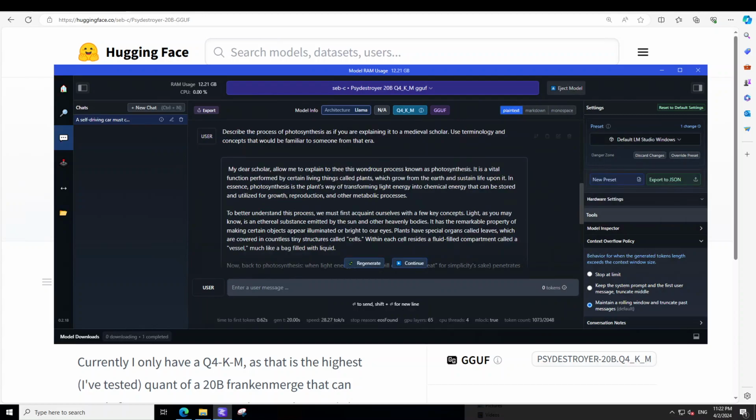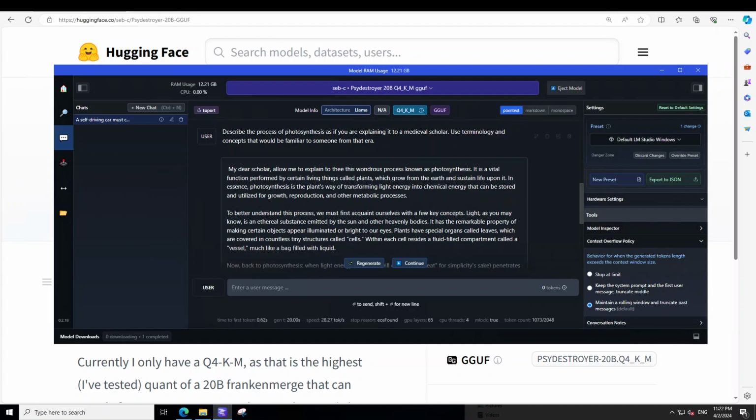Okay, so look at the response. It says, "My dear scholar, allow me to explain to thee this wondrous process known as photosynthesis." You can already see that it has started speaking in the archaic English language from the very olden era. I'm not sure that "thee" was spoken in medieval times, but maybe. So let's see. Anyway, and then it is telling about plants and growth from earth.